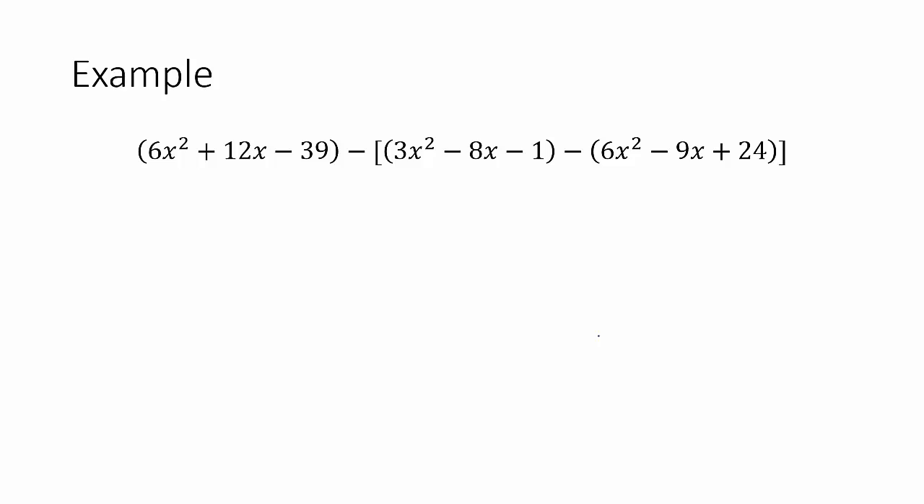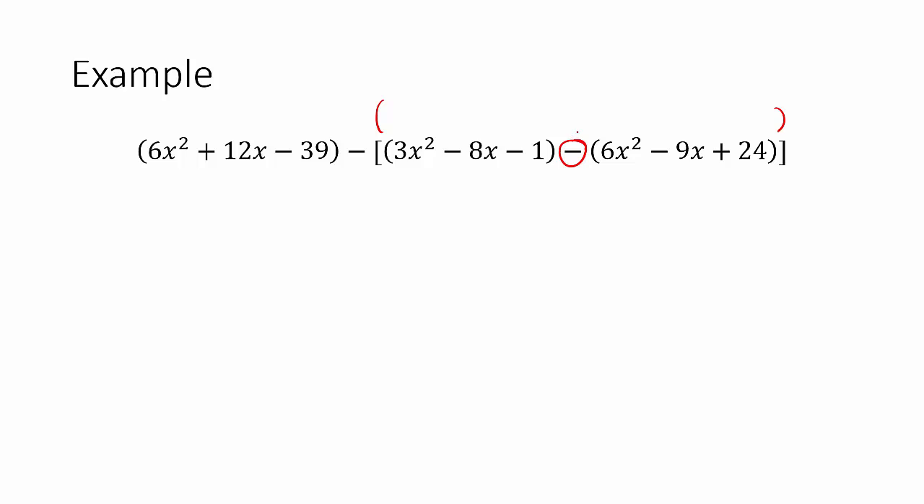Now we can combine addition and subtraction together and even put some order of operations on it. This problem, we've got three polynomials: 6x squared plus 12x minus 39, and we're going to subtract the difference of, these parentheses say this has to happen first, the 3x squared minus 8x minus 1, subtracting 6x squared minus 9x plus 24. So order of operations says we have to do the parentheses first. So we're just going to do inside these parentheses.